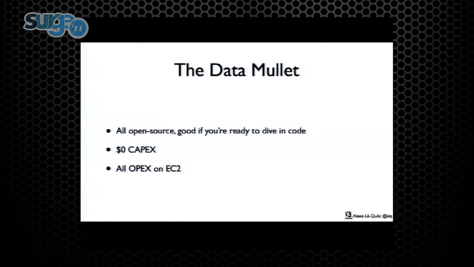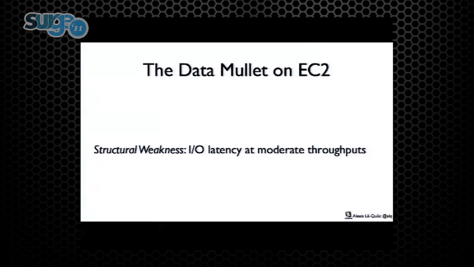So in short, the data mullet, we got it to run. It's all open source. If you're ready to dive in code, you can make it work. It's great because there's zero capex, so it's all OpEx and EC2. The problem with running data mullet in EC2 is we hit what I think is a structural weakness of that particular public cloud, which is basically shared network I/O.